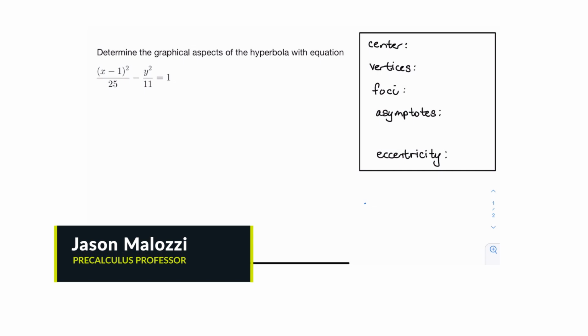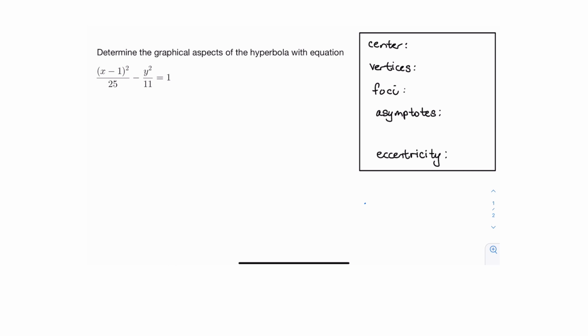What we have here is the equation of a hyperbola, (x minus 1) squared over 25 minus y squared over 11 equals 1. And by looking at this equation, we're going to find all of the graphical aspects of this hyperbola, including the center, the vertices, the foci, the asymptotes, and the eccentricity.